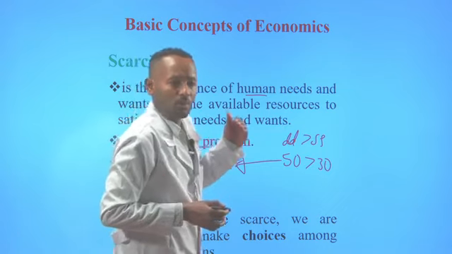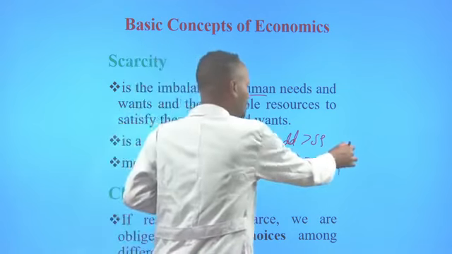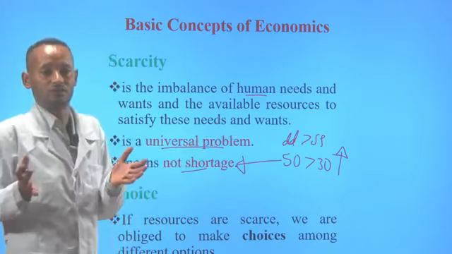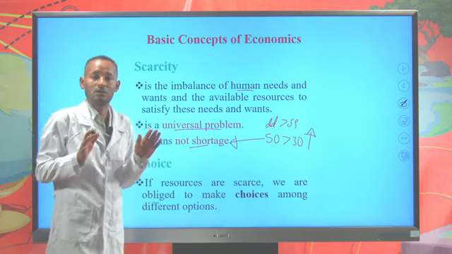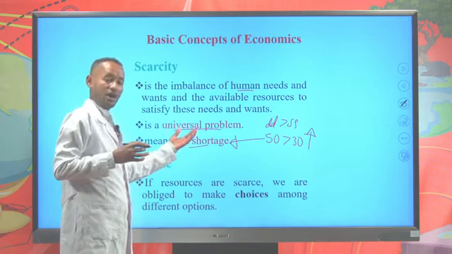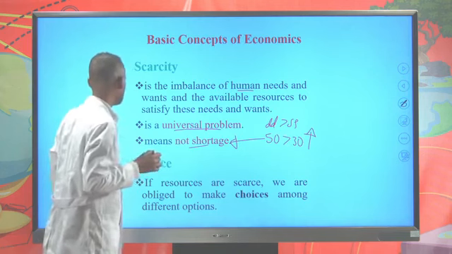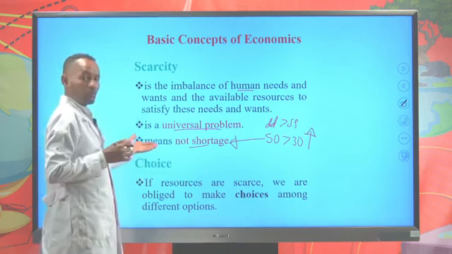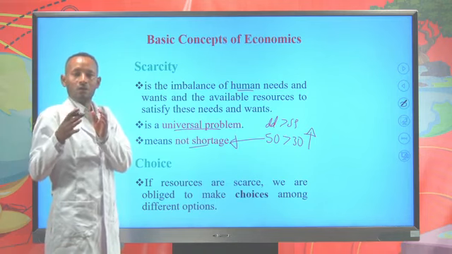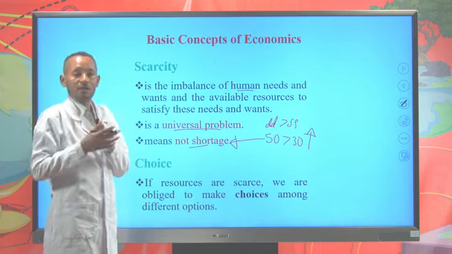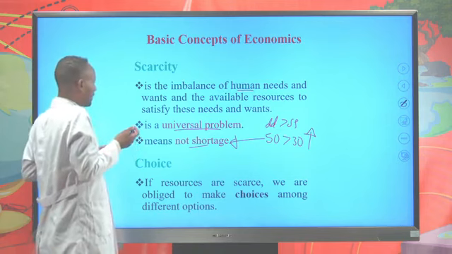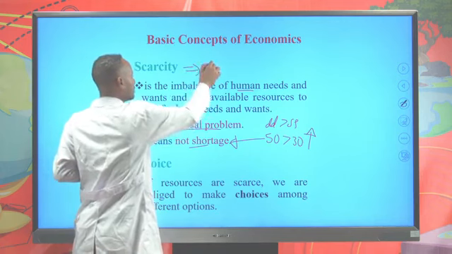So we can avoid the problem of shortage by increasing the supply of a commodity, since it occurs by an excess of market demand over market supply. By increasing supply, we can avoid shortage, but we cannot avoid the problem of scarcity. So the major difference between shortage and scarcity is that we can avoid shortage, but we cannot avoid scarcity. If resources are limited, we are obliged to make choices among different alternatives. Since we cannot fulfill all our needs and wants, we are expected to make choices among the alternatives. From this, we can conclude that scarcity implies choice.